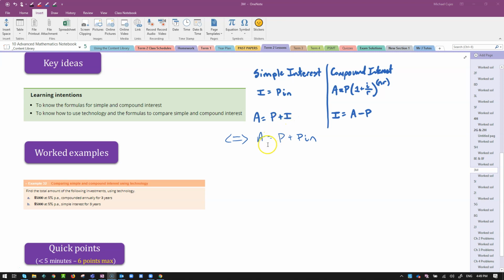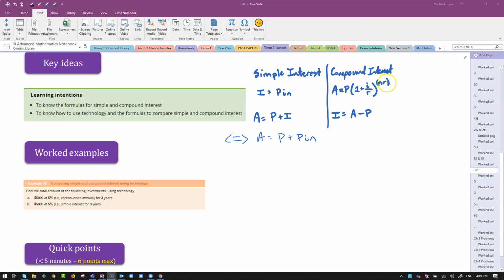You may not have seen it written like this, where we replace that interest. We know that the interest is PIN, so I could say that the total amount is the principal plus PIN, principal times interest times number of years. We're going to use that formula here, and we're going to use this other formula here, compound interest, which we know.